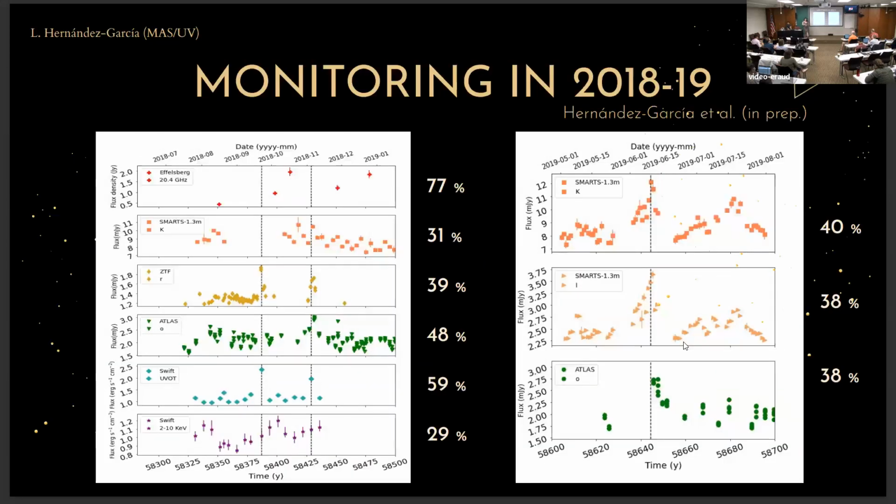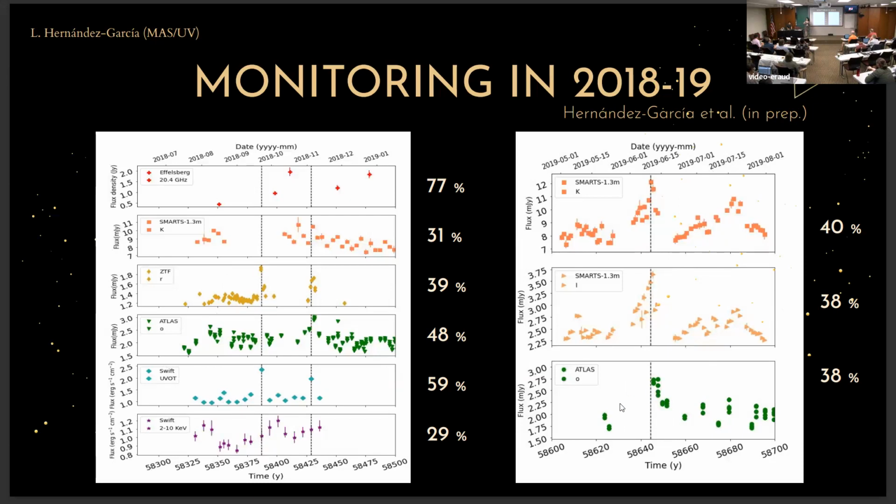And this is what we obtained. So these are the light curves that we obtained from the monitoring. So this is the one from 2018. So this is radio, infrared, optical, optical with ZTF, optical with ATLAS, UV, and X-rays. And on the right, we have the monitoring that we did in 2019 with the daily cadence, with SMARTS in the infrared, and optical with ATLAS.